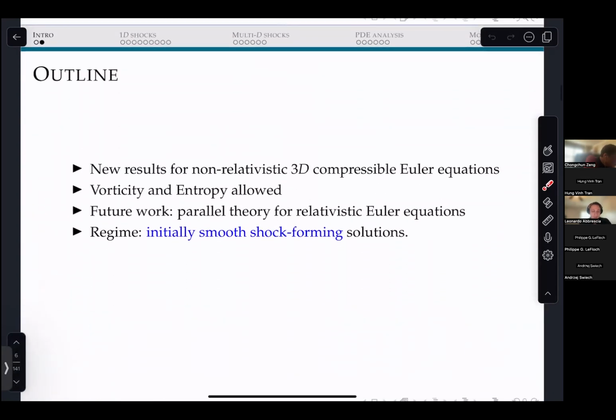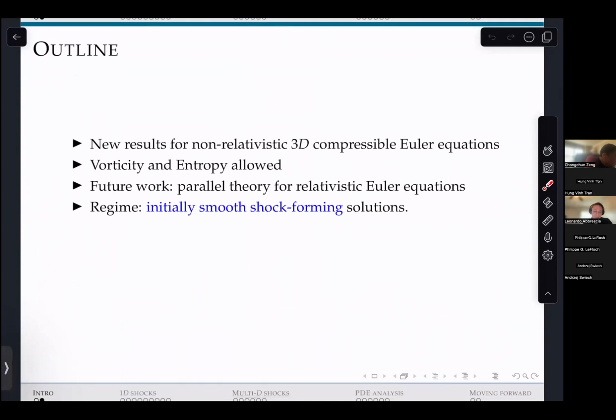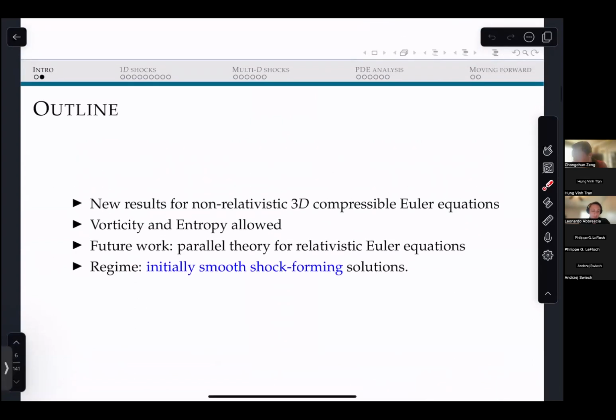The regime that I'm going to talk about today concerns initially smooth shock-forming solutions. So the data at time equals 0 is initially smooth. Let me already say that this is different from the very influential work of Majda, his very famous work on shock propagation. He put discontinuities on the data for the Euler equations, and he solved in a little neighborhood of the jump, as per the Rankine-Hugoniot jump conditions. So this is different. We're starting with initially smooth data, although let me just say we learned a lot from Majda's very amazing work.